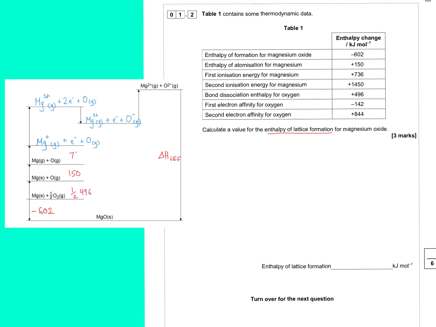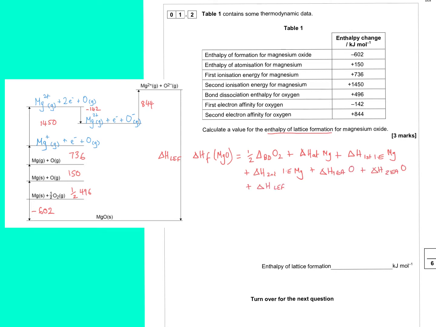and I'm just jotting on the numbers as I go around, so I kind of assign them and work out which number corresponds to which change, because it makes it easier to add up what we've got. You'll notice for the magnesium of lattice enthalpy of formation.